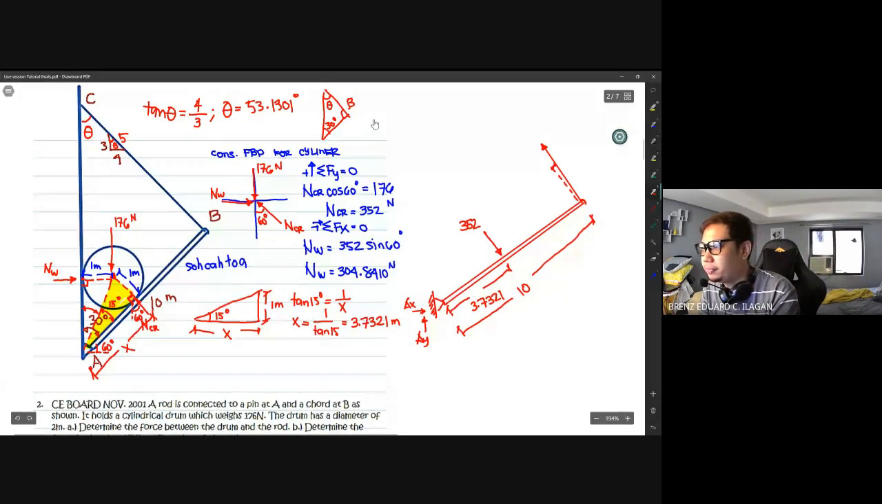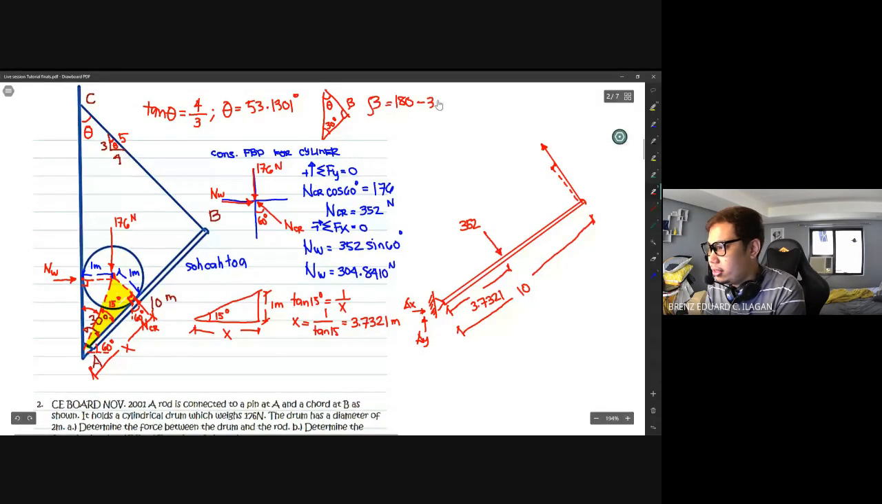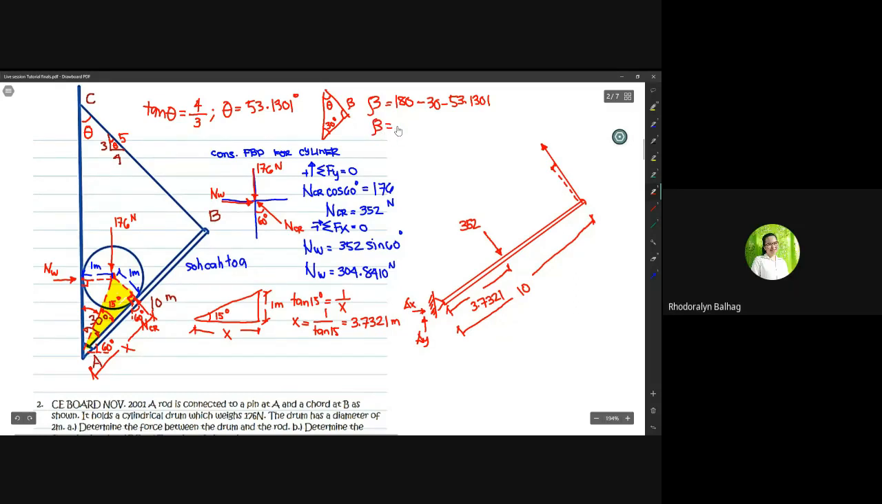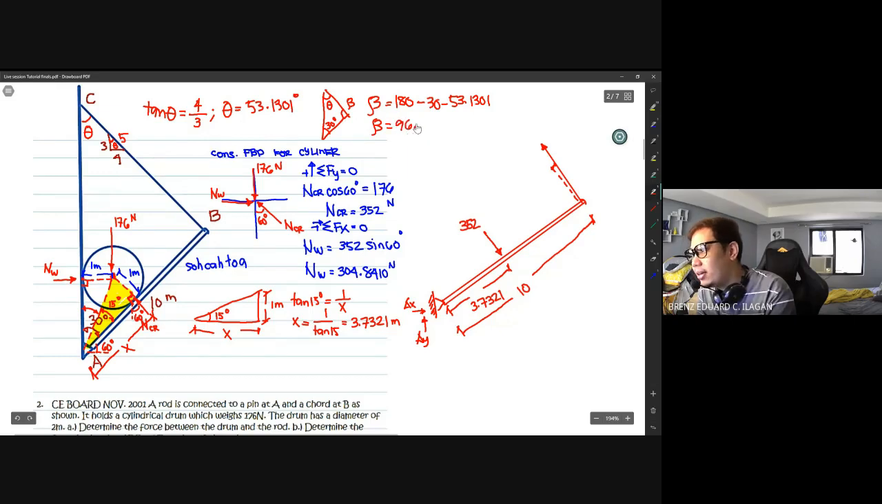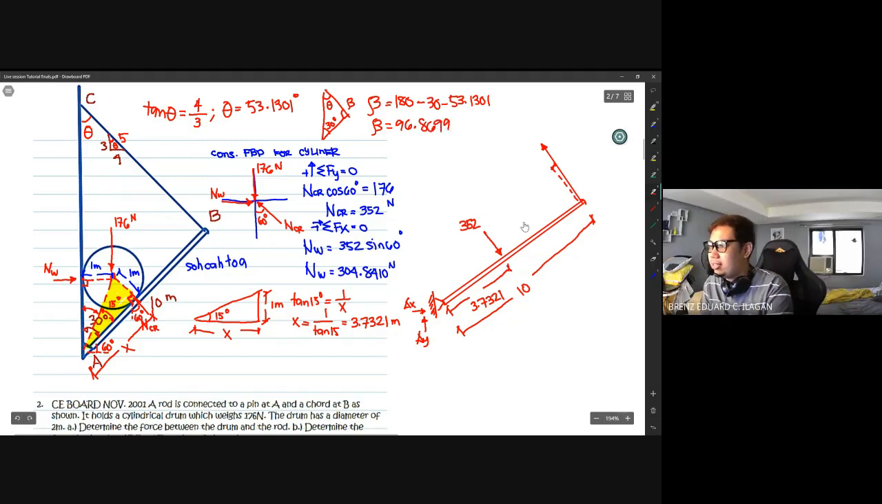So, paano natin ma-compute yung beta? Ano yung equation? Beta is equals to what? 180 minus 30 minus theta. 180 minus 30 minus 53.1301. So, what is the answer for beta? 96.8699. So, tama yung analysis natin.